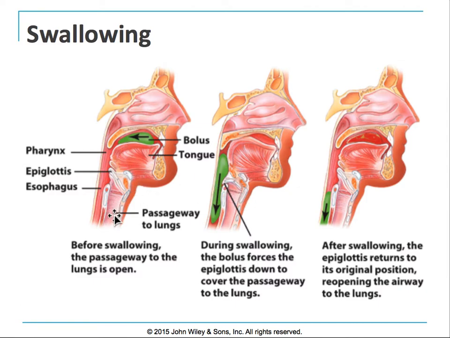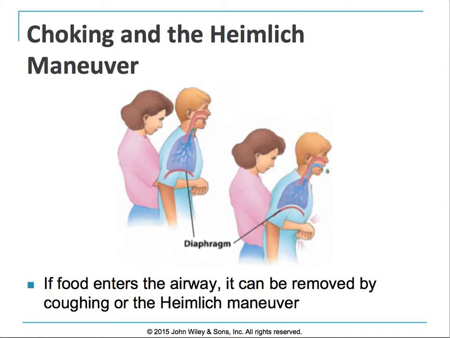And so in order to make sure that the bolus goes where it's supposed to, the epiglottis, this little flap, will automatically fold and close down, allowing the bolus to pass directly into your esophagus when you swallow. Then once you're done swallowing, the epiglottis opens back up again so that you're able to breathe and take air in down into your lungs. If food does enter the airway, it can be removed by coughing or the Heimlich maneuver, which is demonstrated here in these photos.